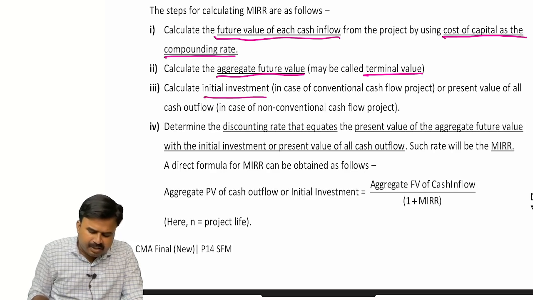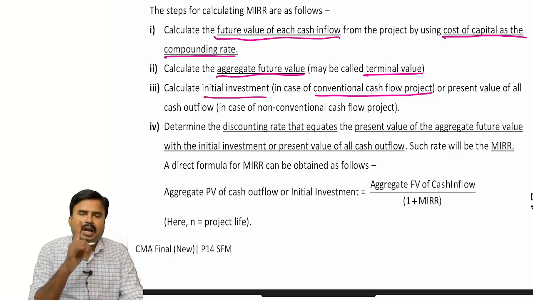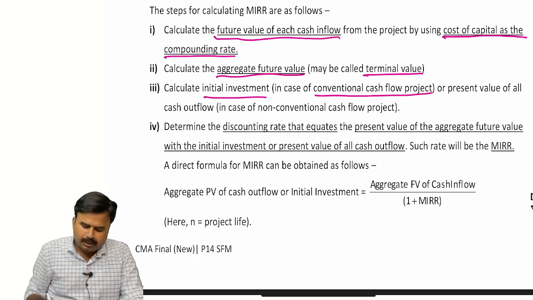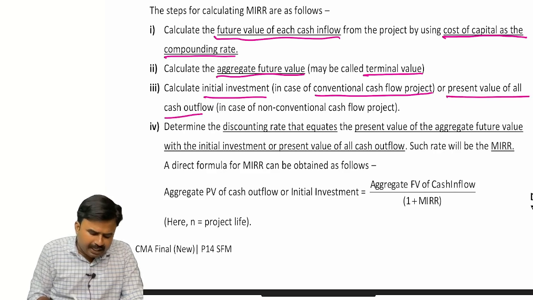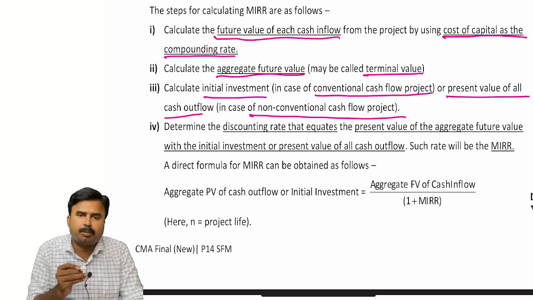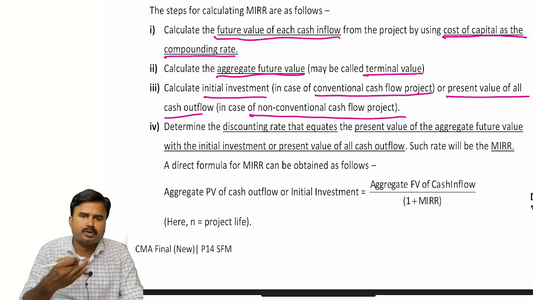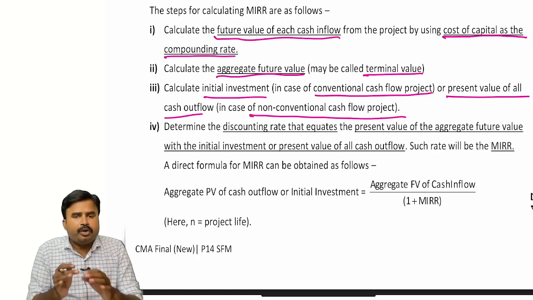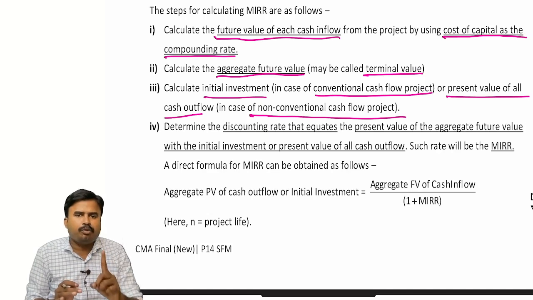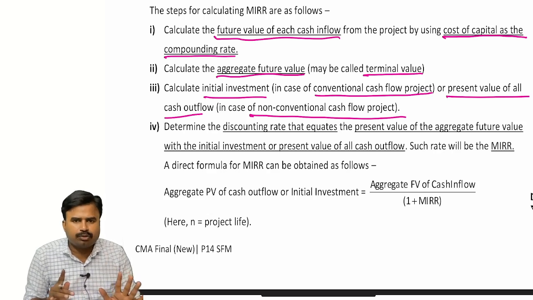Calculate the initial investment in case of a conventional cash flows project. Conventional cash flows means there will be one cash outflow in year 0. Or present value of all cash outflows in case of a non-conventional cash flows project. Non-conventional cash flow project means such a project involves multiple cash outflows in the project life. So if you see a single outflow in the whole life of the project in year 0, then that is a conventional cash flow pattern.